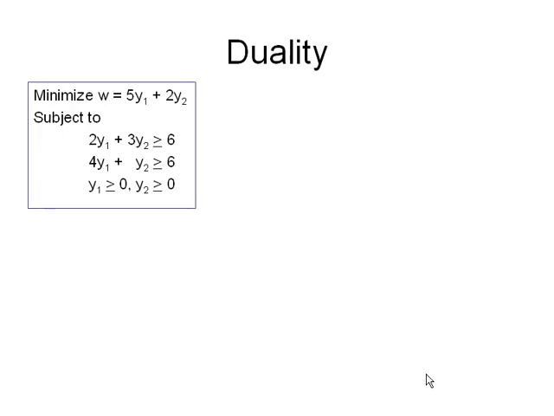So we're going to minimize W equals 5 times Y1 plus 2 times Y2, subject to 2 times Y1 plus 3 times Y2 greater than or equal to 6, 4 times Y1 plus Y2 greater than or equal to 6, Y1 greater than or equal to 0, and Y2 greater than or equal to 0. You can see that this meets all the requirements of a standard minimization problem.